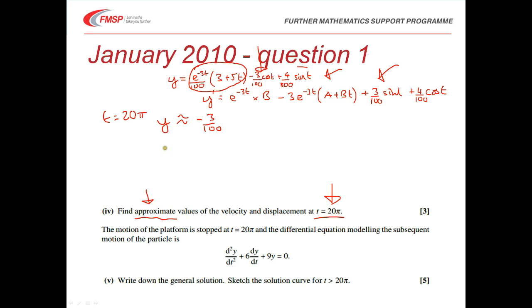Now we do need to get y dot as well, or y dashed. But since we were looking at this earlier, you can realise this term and this term will still have that e to the minus 3t, and t is largish, so they're going to disappear. But this time the cosine term has the coefficient of 4 hundredths, so y dot, the velocity, is approximately 4 hundredths, or 0.04. And that, believe it or not, is worth 3 marks for just having the intuition to realise that your previous question makes this one very easy.